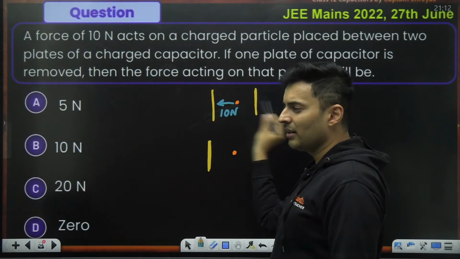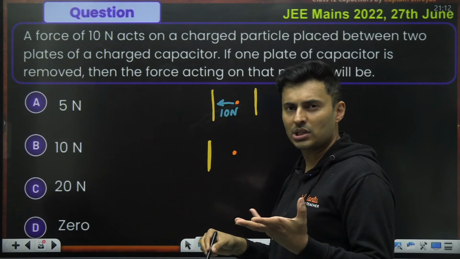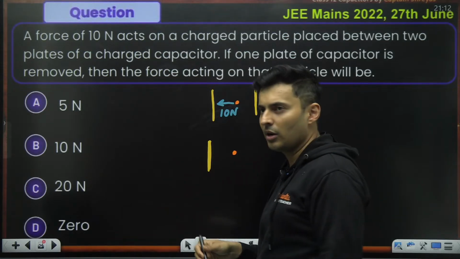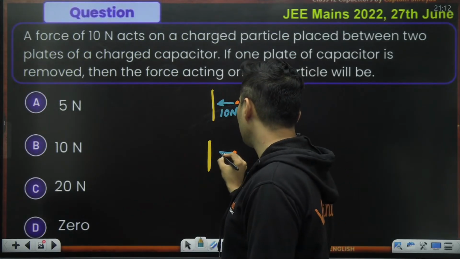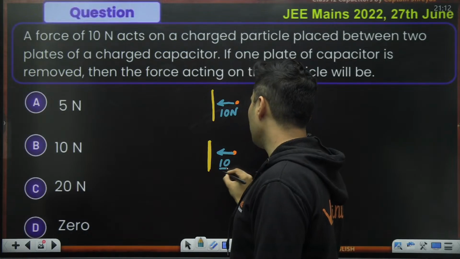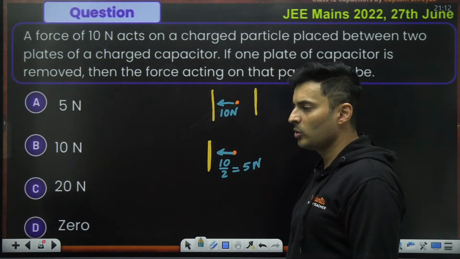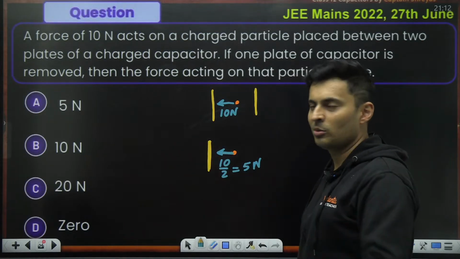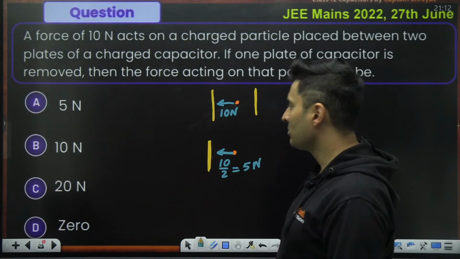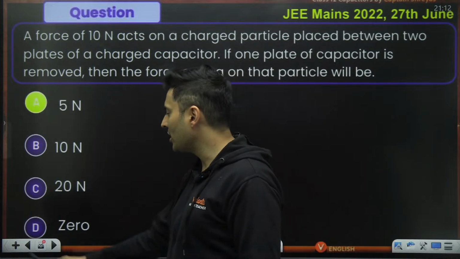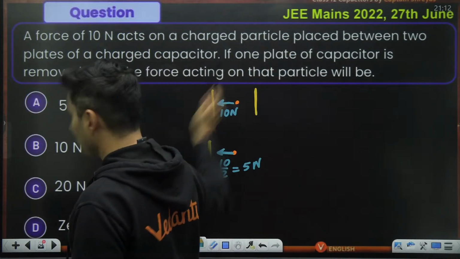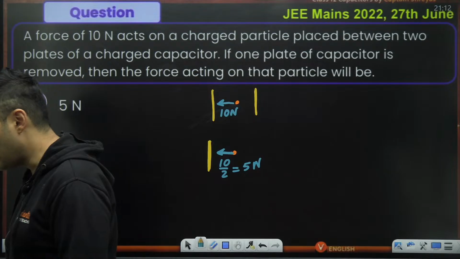Earlier, both the plates were contributing to the force. Now only one plate is contributing. So obviously the force will become half. It will become 10 by 2, which is nothing but 5 Newton, because it is a single contribution versus a double contribution. So the answer should be option A, which is 5 Newtons. This was in 2022.